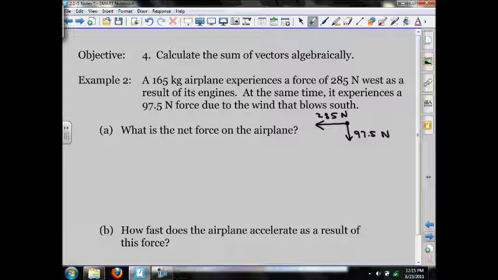All right, so in this case, we want 285 to go this way. And then remember, we add vectors tip to tail. All right, free body diagram, it looks like that. But if we're adding them, we add them tip to tail. So 285, 97.5. The resultant should be right here.